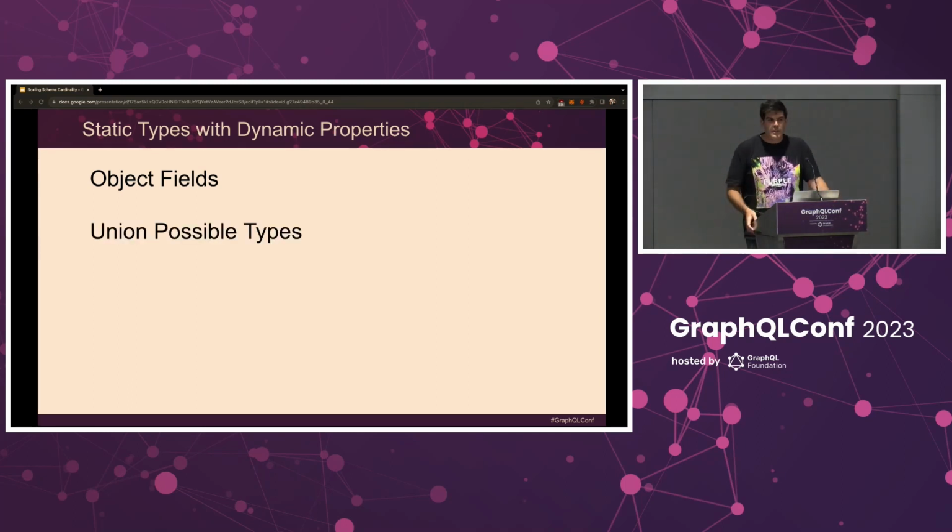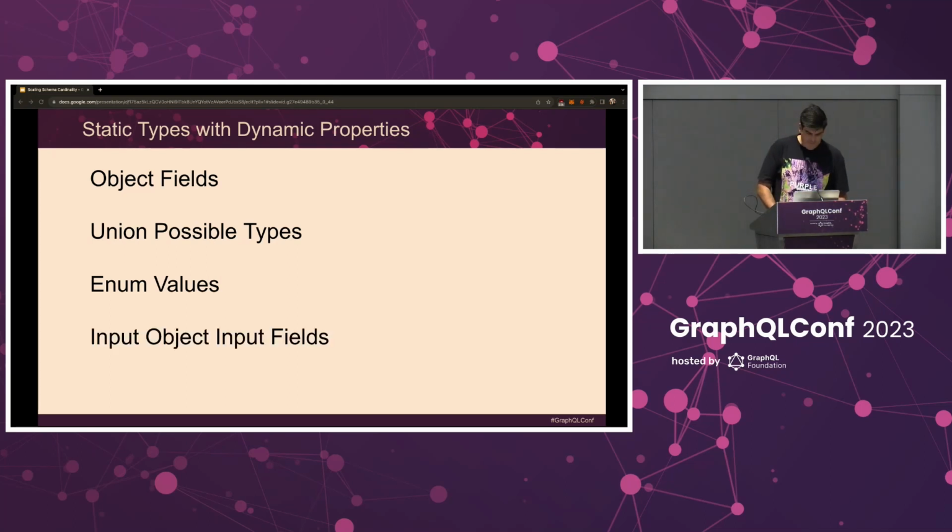Possible types of a union, maybe some static possible types, but then maybe we allow users to create an object type, and one of those object types could potentially be a possible type of a union as well. Enum values, same thing, could have a set of static enum values, and then could extend those with dynamic enum values. And then finally, input object fields, again, could have a mix of static and dynamic input fields on each of these types.